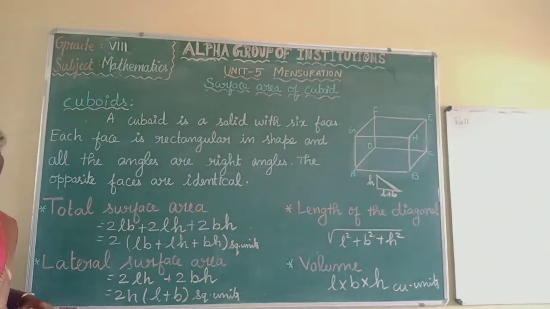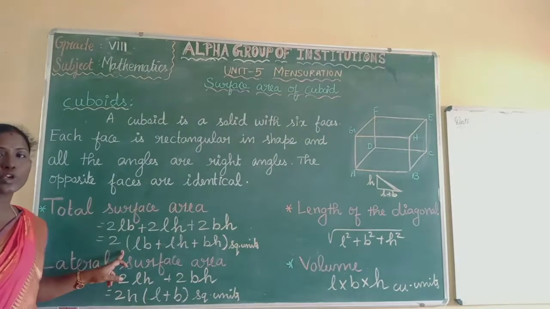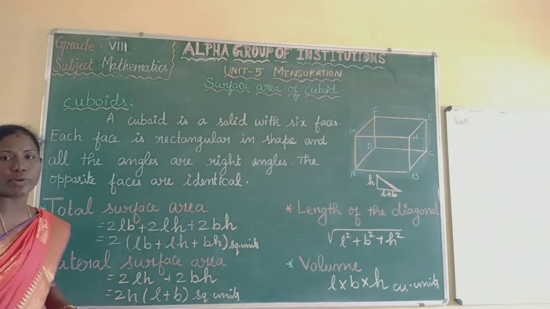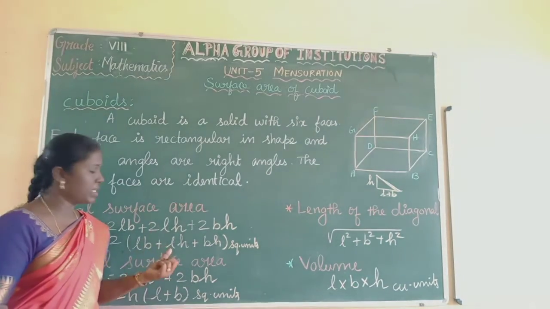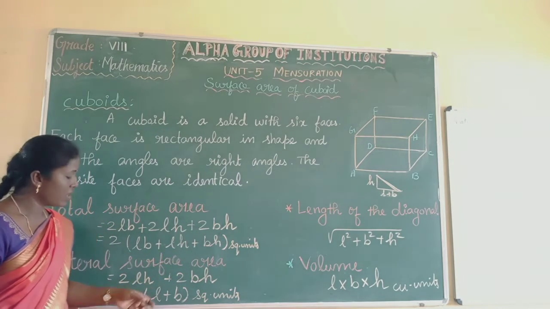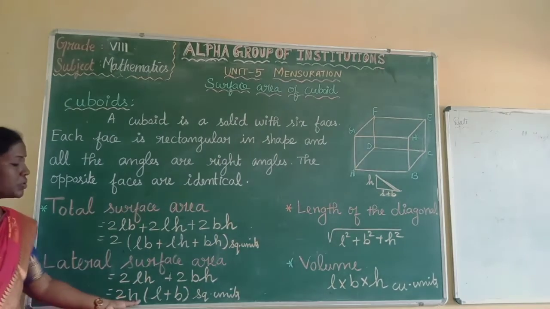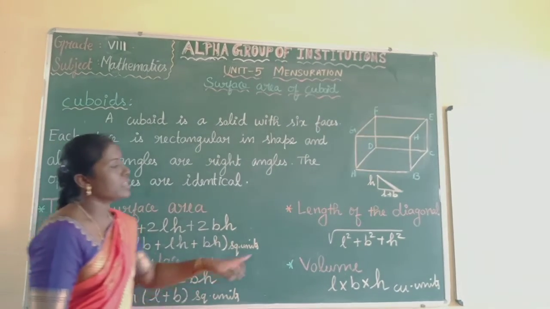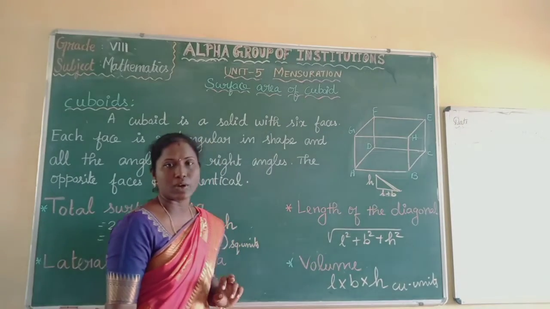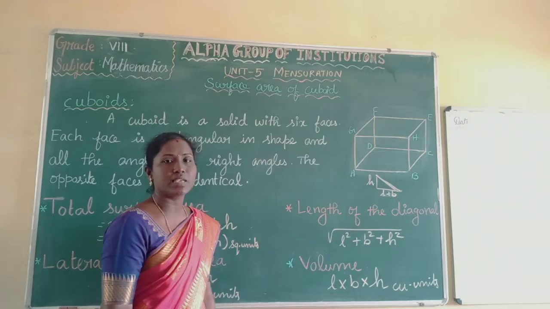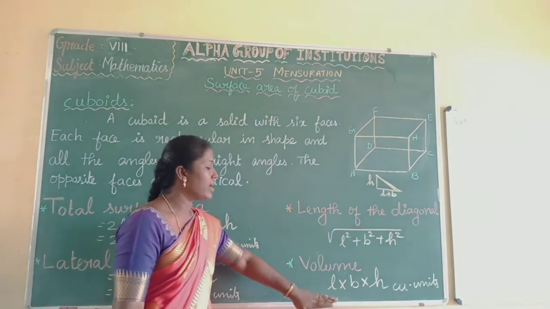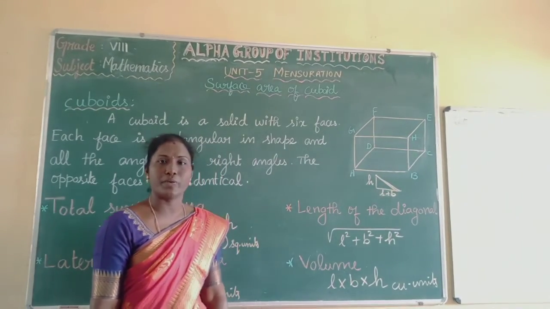Now see, we have four formulas here. One is the total surface area of the cuboid: 2 into L into B plus L into H plus B into H square units. L is the short form of length, B is the short form of breadth and H is the short form of height. For the lateral surface area, it is 2H into L plus B square units. The length of the diagonal is the square root of L square plus B square plus H square. And the volume of the cuboid is area of the base into height, that is, length into breadth into height cubic units.